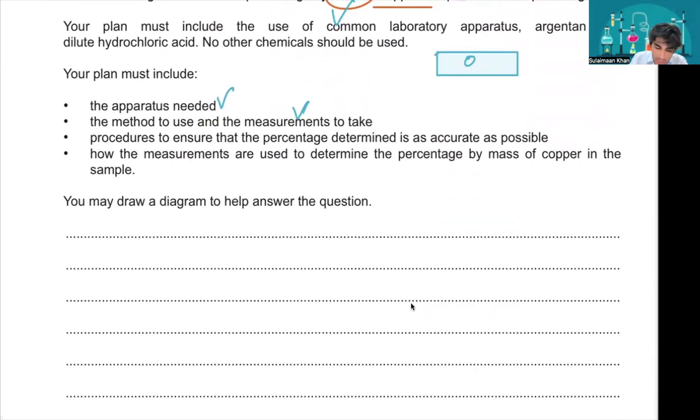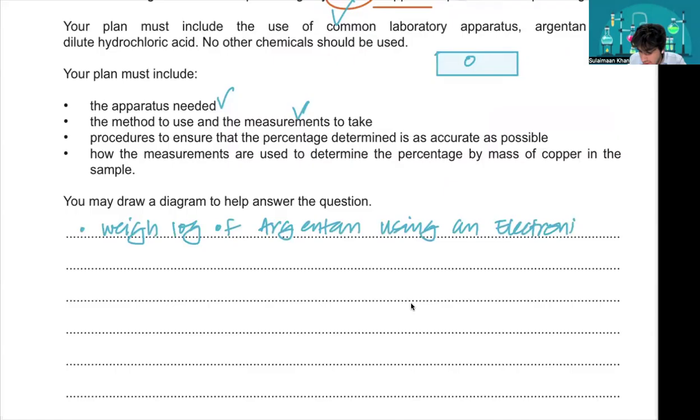So again, weigh 10 grams of argentan. Using what? A balance, an electronic balance. Literally gives me 2 marks. I'm not even joking. That's why it's the easiest question. You just need to figure out the thought process, using an electronic balance. Then what do I do?